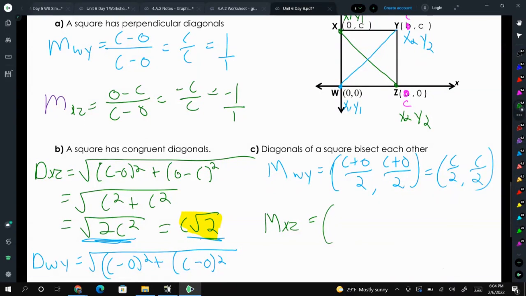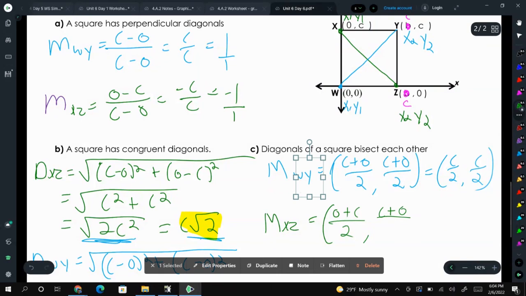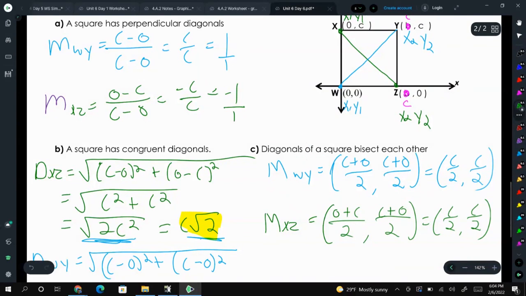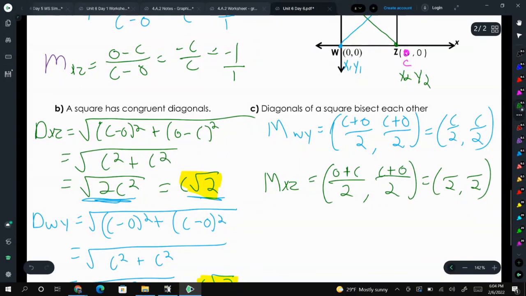All right, so add the two x's. 0 plus c is c over 2, comma, adding the two y's, c plus 0 over 2. That's going to be c over 2, comma, c over 2. So that shows that the midpoints are the same, which means the diagonals bisect each other.